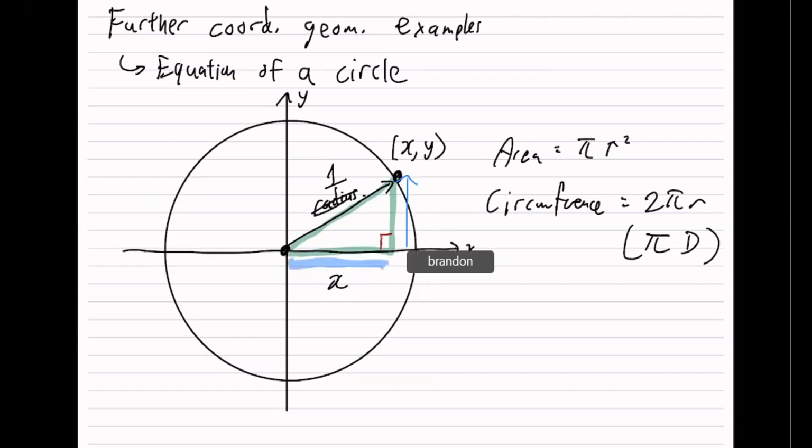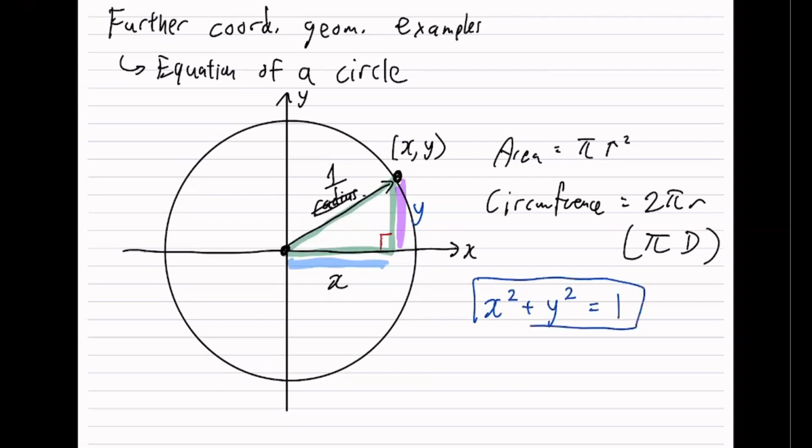Good. What's the vertical length over here? Y. Good. So that means you can form Pythagoras theorem already, right? Okay. What's the equation? x squared plus y squared equals 1. That is the equation of a circle. x squared plus y squared equals 1, when the radius is 1.